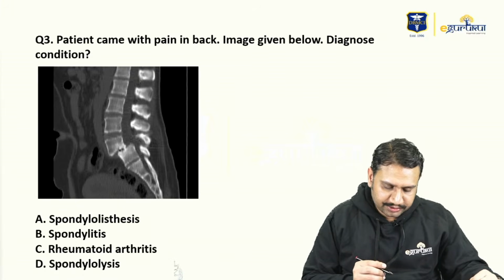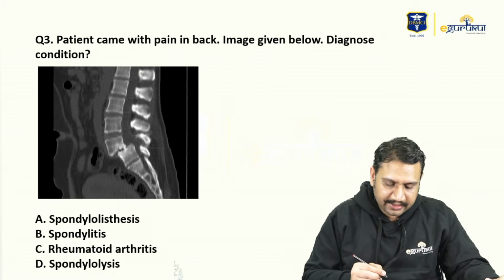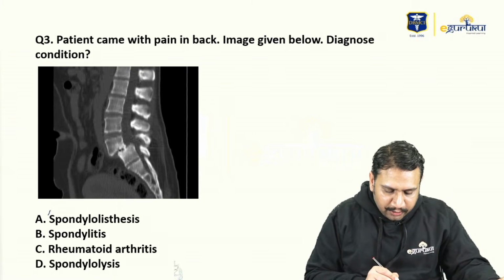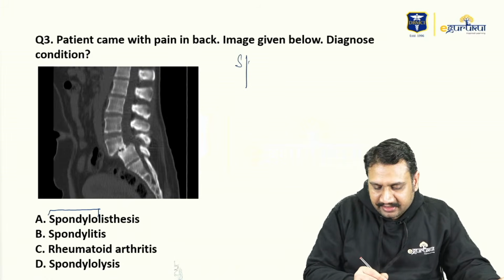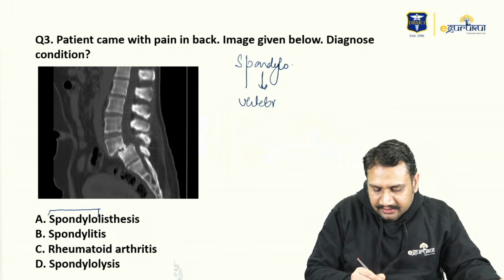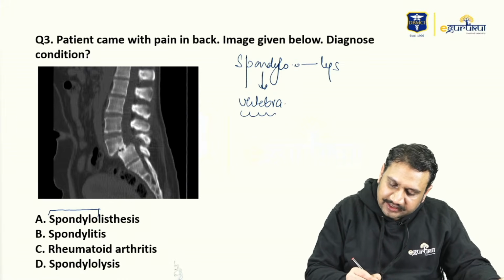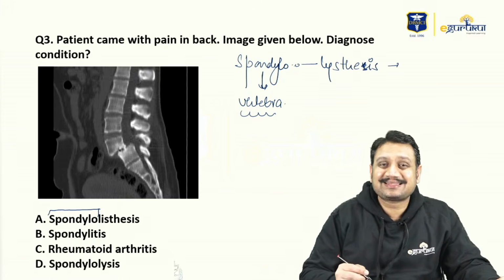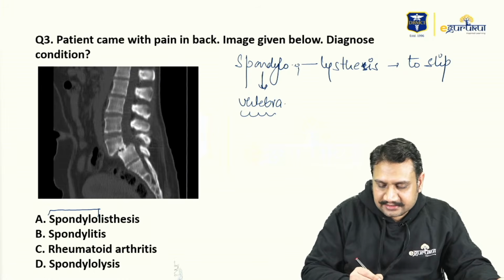So in this question, you can see there are 3 terminologies which I want you to know and understand. What is the meaning of spondylo? The word spondylo simply means the vertebra. Now this spondylo can have associated terminologies with it, like listhesis. What is the meaning of listhesis? Listhesis stands for to slip. So when the vertebra slips, we call it listhesis.